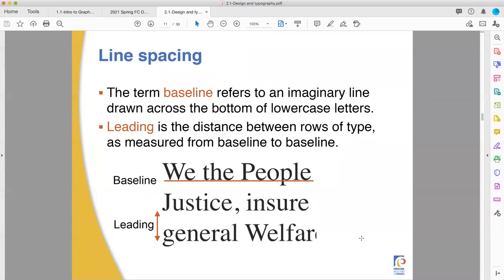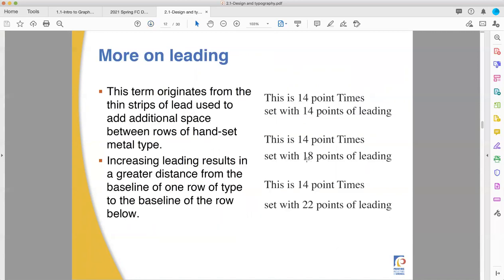It's called leading because back in the days of lead type, you would have a blank block of lead that you would stick between the rows of letters. So it would actually just be putting extra lead in to give you your spacing. More bits of leading. We already talked about why it's called that. You can take a look on the right here to see that more leading gives you more space.